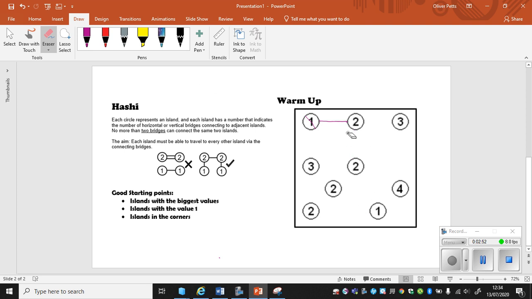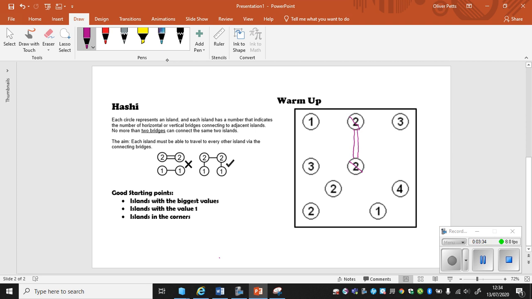Let's say I had this island connected to this island down here. They both have a number 2 in it, which means they both need to have 2 bridges leading away from it. Now I wouldn't be breaking the rules if I drew another bridge connecting these 2 islands. But all of a sudden, this island already has 2 bridges. This island already has 2 bridges. I can't connect these 2 islands to anything else anymore because they've got the maximum number of bridges required, which is 2.